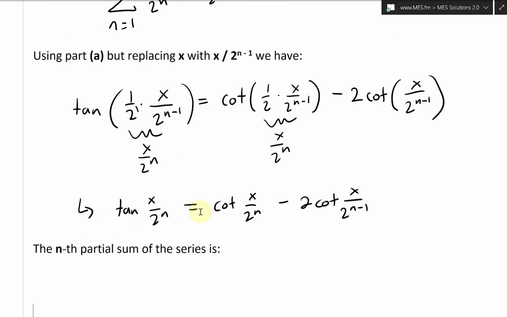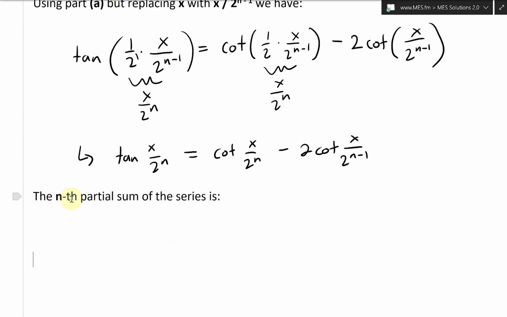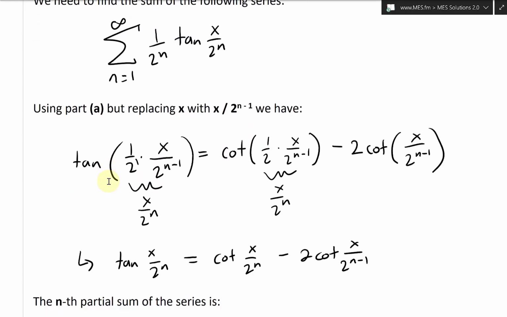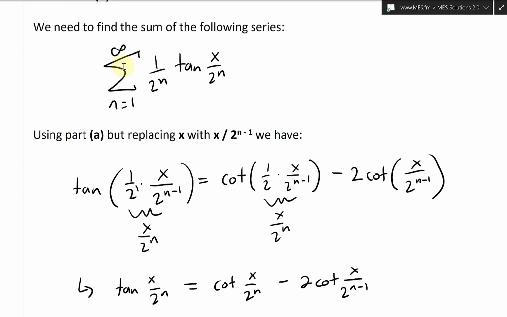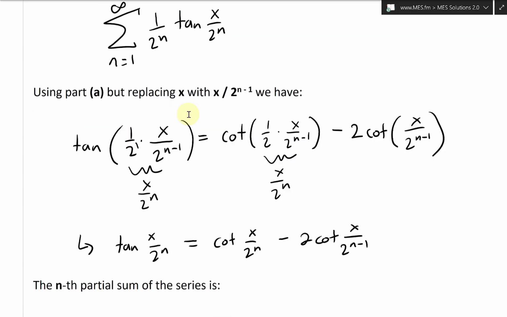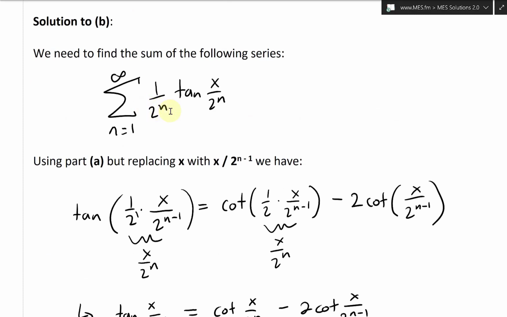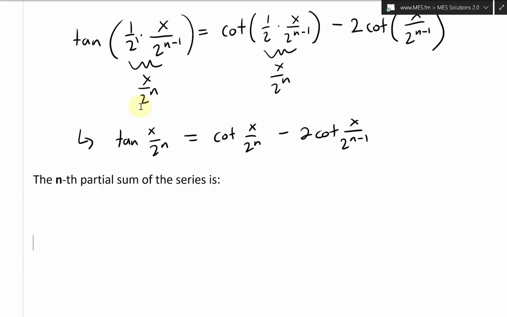Alright, so now that we have this, let's take a look at the nth partial sum of the series, and that is right over here. So let's look at the nth partial sum. We just sum it up to n instead of up to infinity, and then later what we'll do is apply this identity to every single term. So let's just write this down.